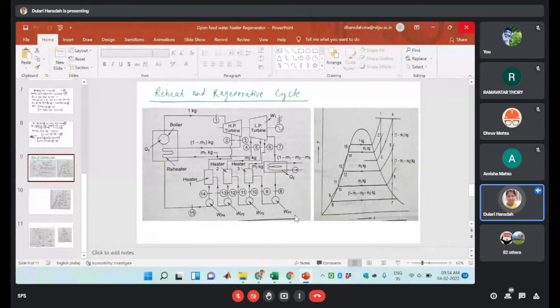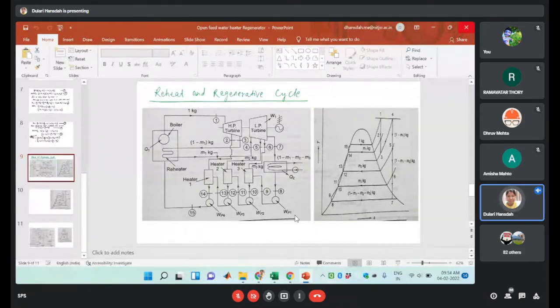So that's why we have used the reheat and regenerative cycle in combination. Here we have used three heaters: heater 1, heater 2 and heater 3. Most power plants use up to 2 heaters, the reason being the increased cost of the piping, which will increase the plant cost. So maximum people use 2 to 3 heaters, not more than that. Okay, so here it is a modern steam power plant where we have used the reheat cycle and regenerative cycle with 3 heaters and 2 turbines.